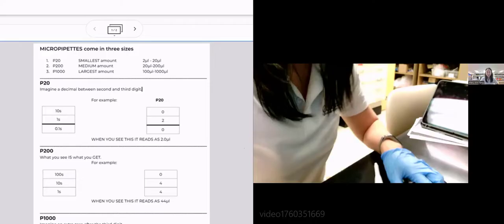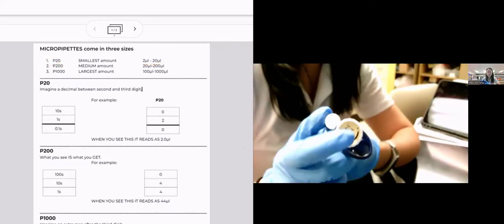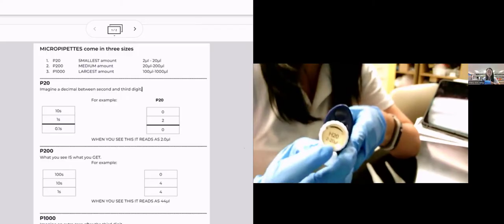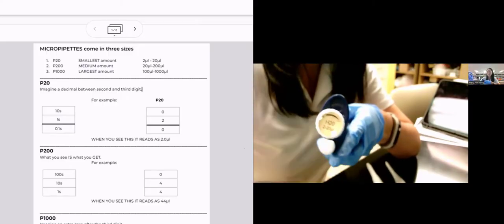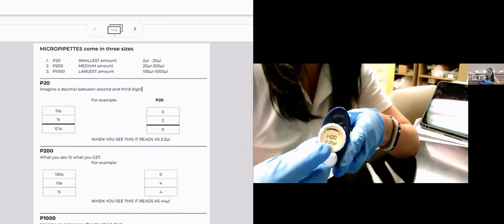Now, after knowing each micropipette's name and the range that it can measure, the next step is to know how to set it for accurate measurements. Let's say you want to measure 2 microliters. Which pipette will you use? Hopefully you will reach for the P20 because it measures between 2 to 20 microliters, which means for 2 microliters, we will use P20.